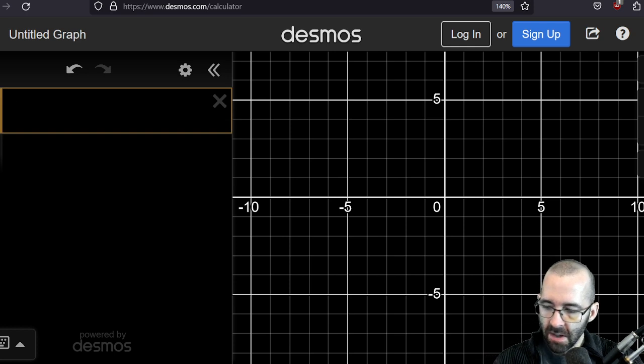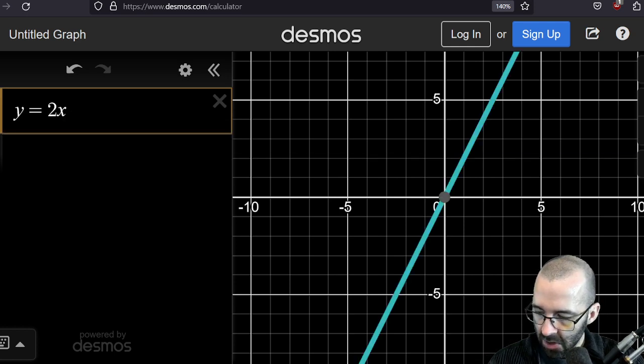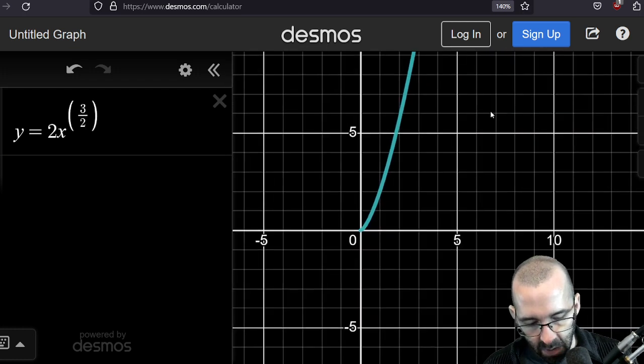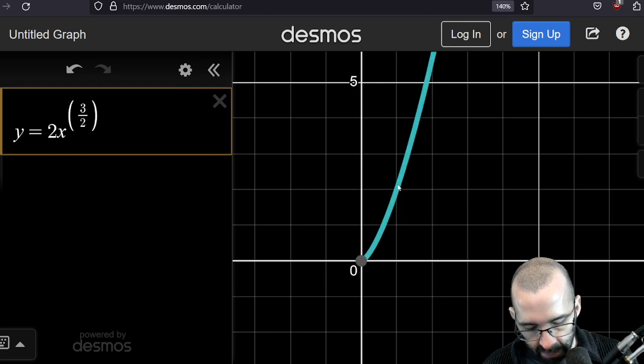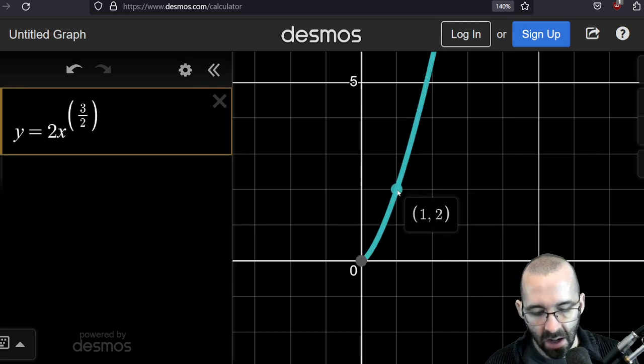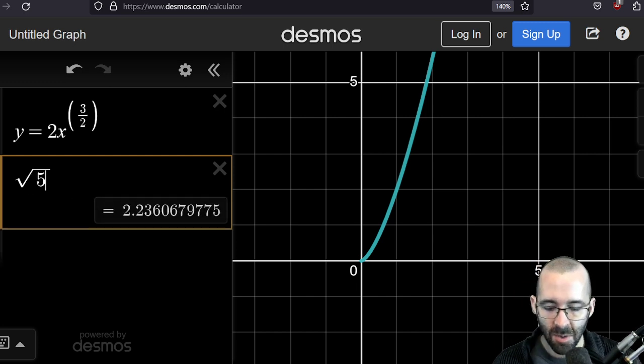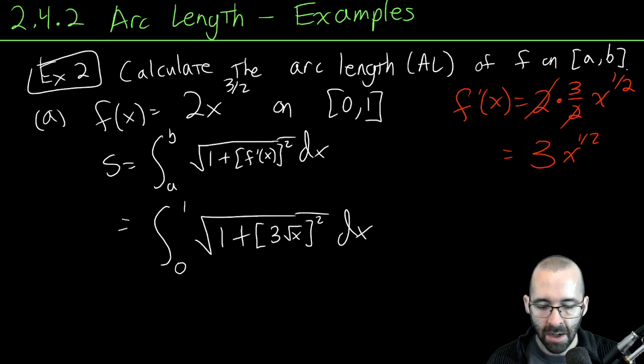And again, if you want some context about what's going on here, you can visualize it. 2x raised to the 3 halves is this curve, and we're looking from 0 to 1. So all the way up, what is the arc length from the start up to here? At a very, very rough guess, it looks like we go right 1 and up 2. We could approximate it by the square root of 5. Let's see if square root of 5 is close to our answer. We'll find that answer at the end. Okay, but again, pause the video, do this problem. I'm not going to do it right now.